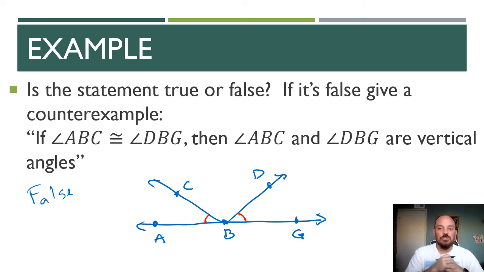Now my picture is now a counterexample. Because in my picture, this part is true. I said angle ABC is congruent to angle DBG. But they're not vertical angles in the picture. So I have created a counterexample. If I can show one example that shows that that sentence is not true, then that means the statement is false, period. And that's how counterexamples work.